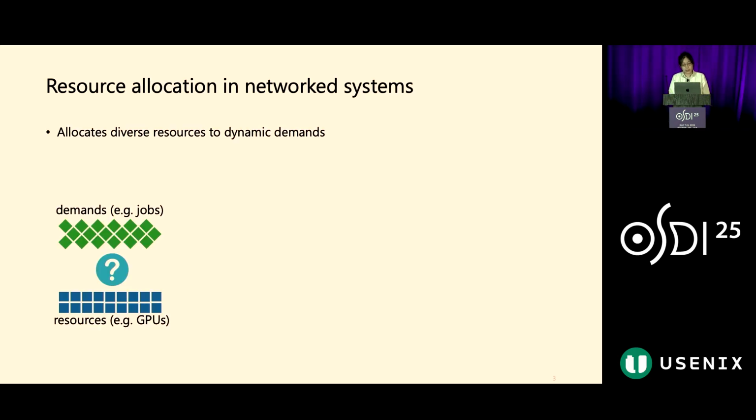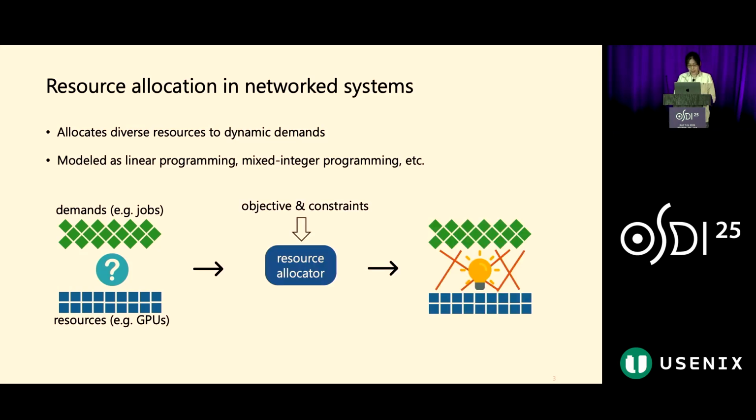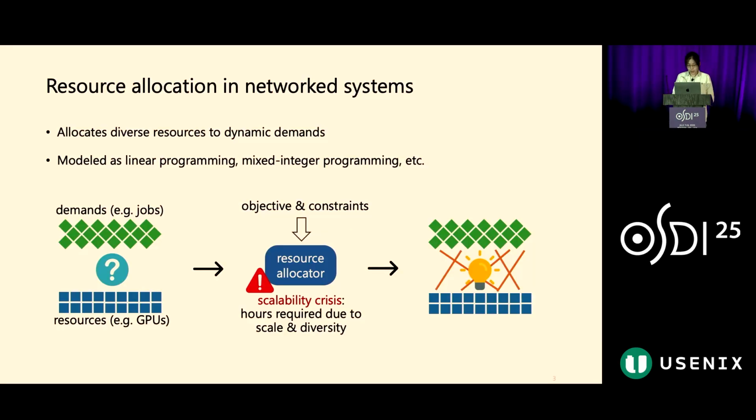Systems rely on resource allocation to meet dynamic user demands, such as allocating GPUs to computing jobs. This kind of allocation is often modeled as an optimization problem, such as linear programming or mixed integer programming. Given an optimization objective and constraints, a resource allocator needs to figure out how to assign resources to demands. However, as the system gets larger and more diverse, it could take hours to find the optimal allocation, making it hard to meet the service requirement at scale.